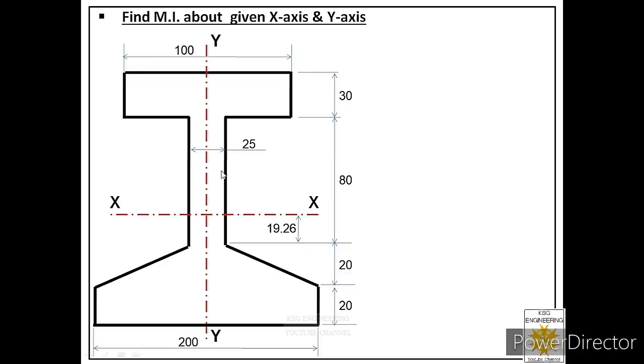Now over here we can see that this composite area is symmetric about the y-axis, and the x-axis shown to us is at a distance of 19.26 from this particular point, or we can say it is at 59.26, that is 20 plus 20 plus 19.26, from the base of this composite area. And we are asked to find Ix and Iy for this composite area. So let us start with the Ix first.